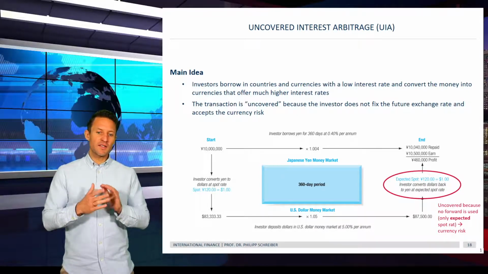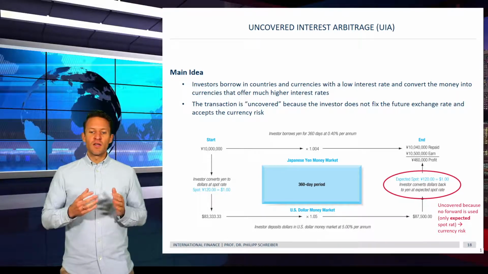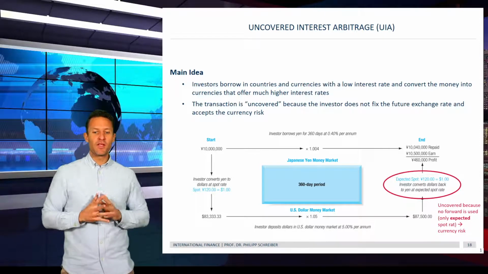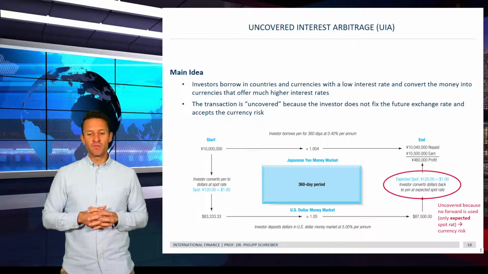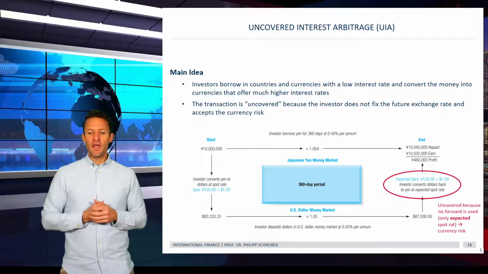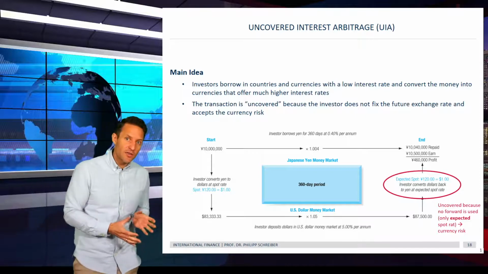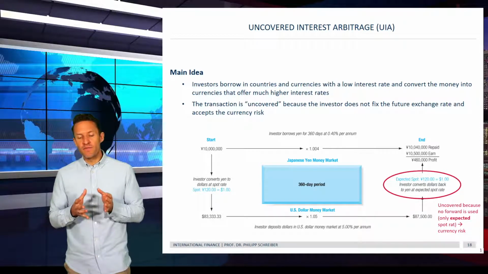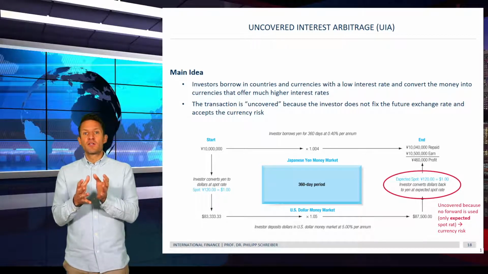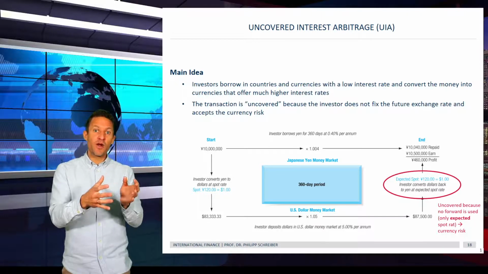So you take the 10 million Japanese yen, you convert it to US dollars, you invest it at the US bank, in this example at 5%, and you get back some US dollars, in this example 87,500. Now you go to the market and say, I have these US dollars, I want to transfer them to Japanese yen, what is the price today?